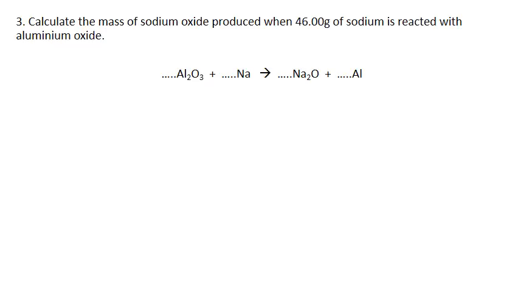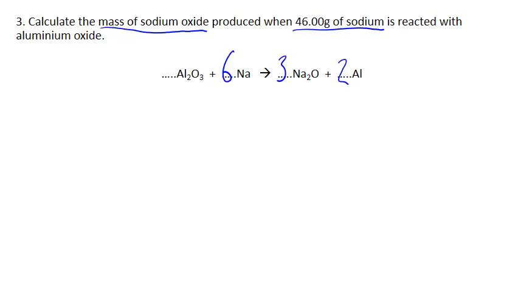Okay, so in this example we're being asked to calculate a mass of sodium oxide, which is the Na2O, produced when 46 grams of sodium is reacted with aluminium oxide. Again, the first step that we need to make sure that we've done is to balance the chemical equation. So I'm just very quickly going to balance this equation, so that will be 6, 3 and 2.